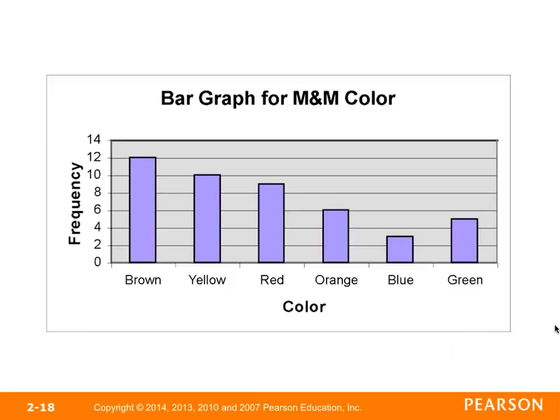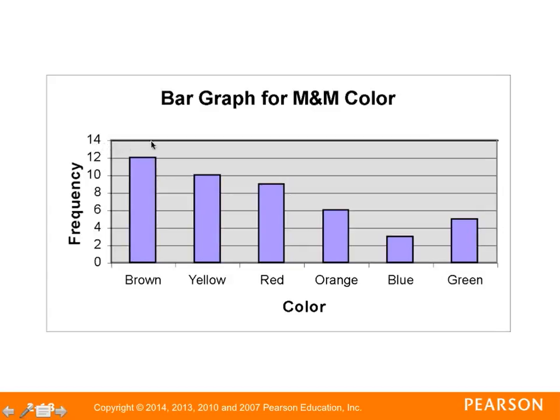So if you look at what was done here, this is done either in Excel or Minitab or StatCrunch or something like that. And we can talk about how to do that in a minute. But we just have our colors along the axis here: brown, yellow, red, orange, blue, green. And then this is a frequency bar graph. So we have frequencies along the top, and you'll see we start at 0. The maximum was 12, so it looks like we went up to 14 just so that our bar doesn't reach the top of our graph.